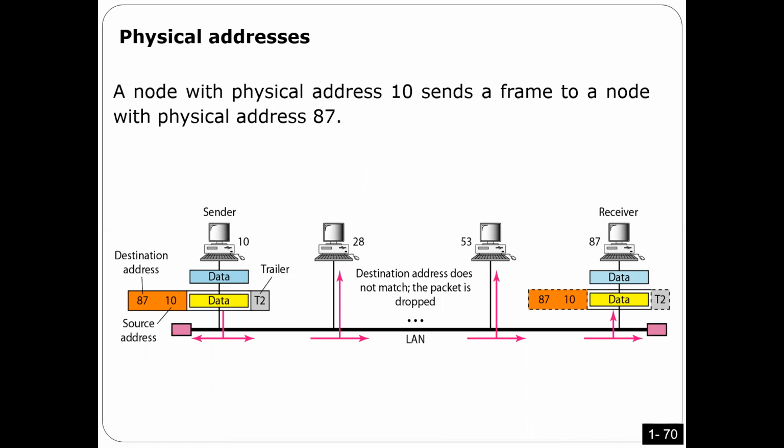So, for example, here I just want to show you how the MAC address can be used. So here, this is one LAN, only one LAN. As you see here, every computer has a MAC address. For sure, just to make it simple, I use just 10, 28, 53, 87. But in reality, it's not like that. It's a big number in reality, okay? It's not a small number, but it's the same concept, okay?